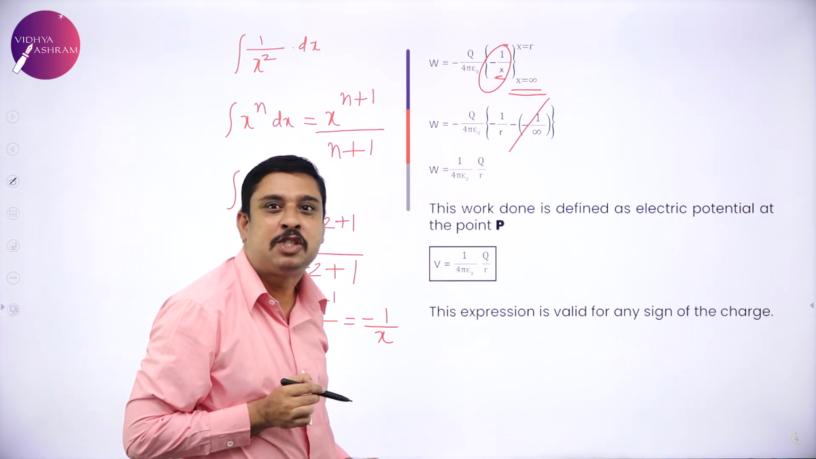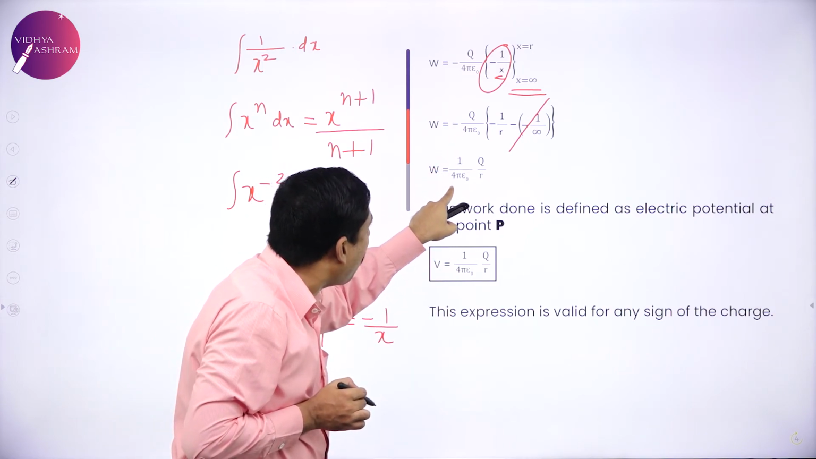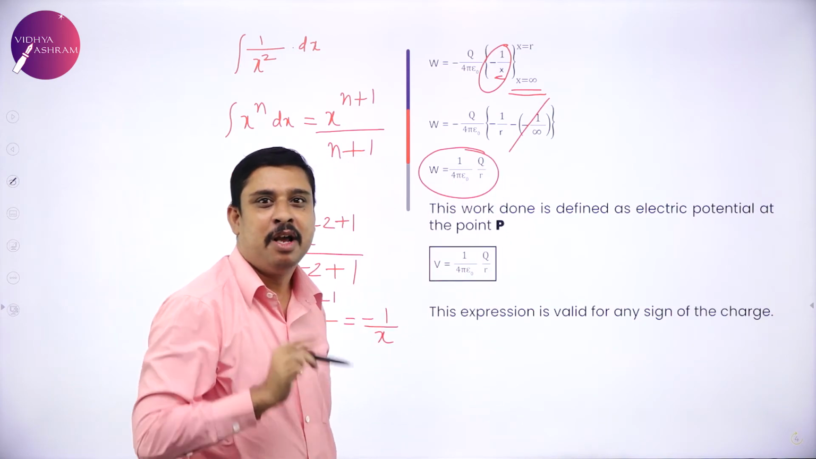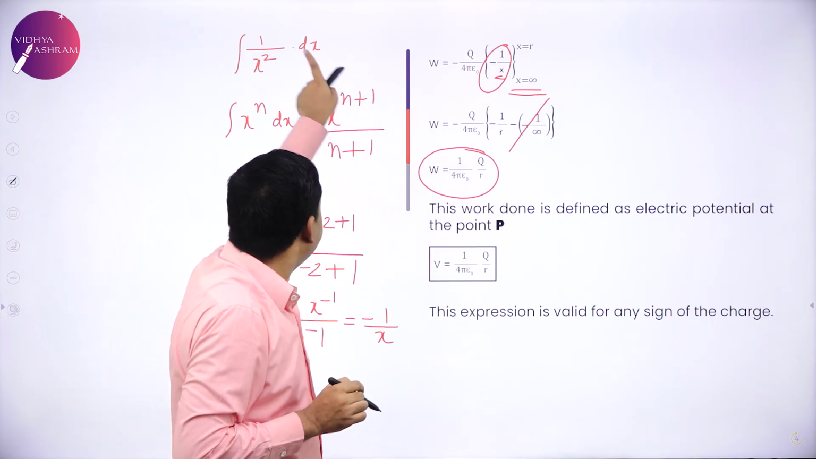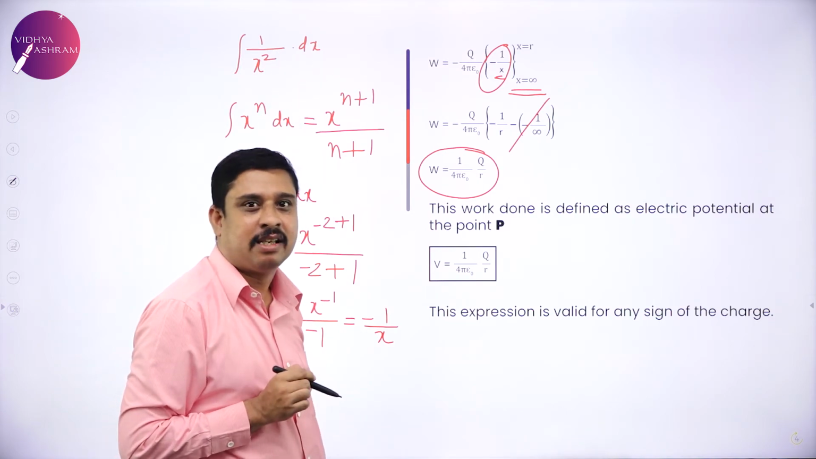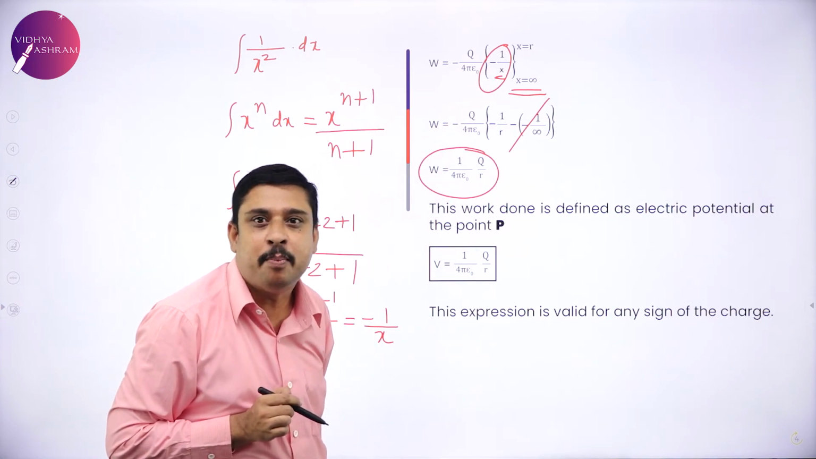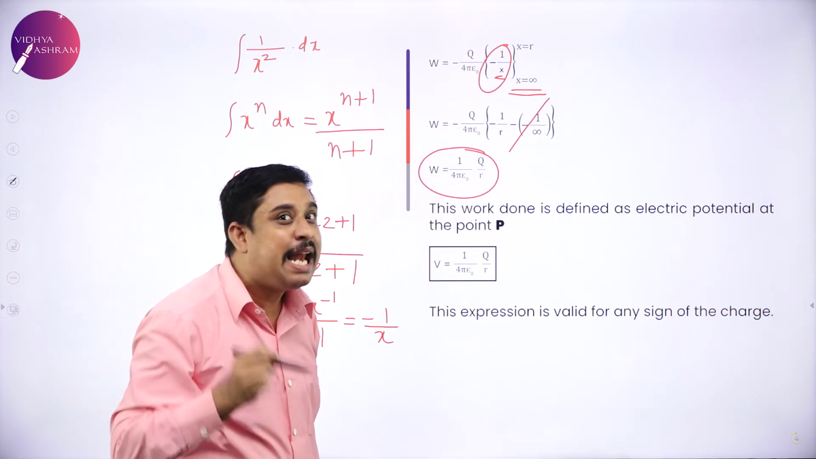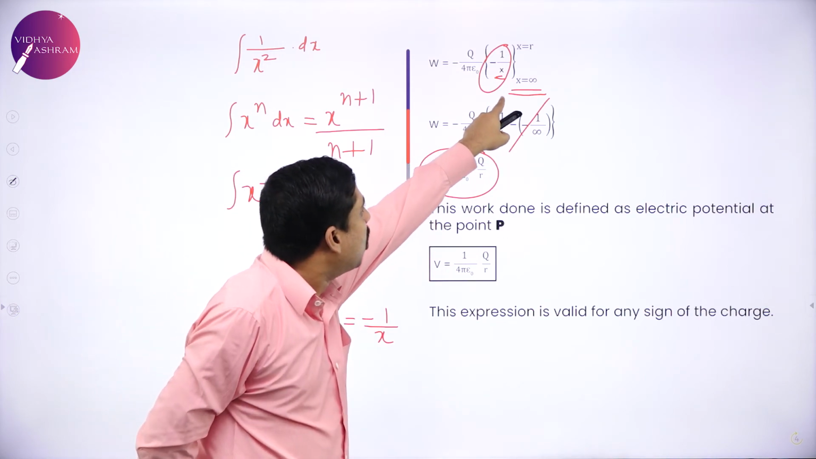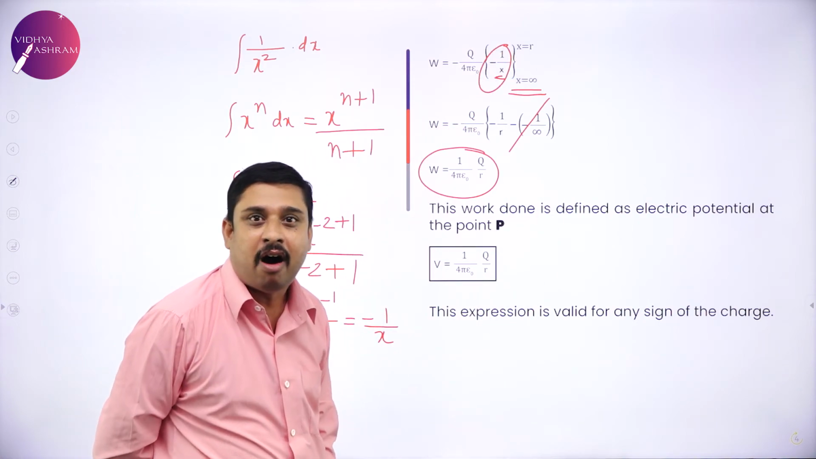And I keep this work in a standard form, 1 by 4 pi epsilon naught q divided by r. Let me tell you, integral 1 by x square dx. What was its integral value? Minus 1 by x. Still I have not solved the limits. Lower limit is infinity, upper limit is r.